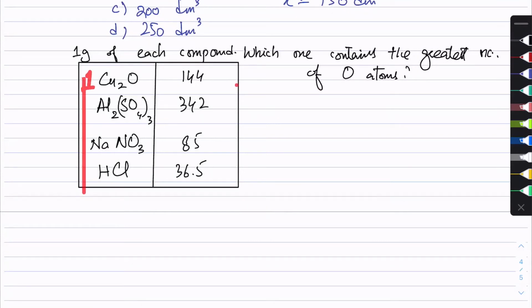Try to understand this point. If I have 1 of this thing, it will have 1 of oxygen. If I have 1 of this thing, I have 12 of oxygen. If I have 1 of this thing, I have 3 of oxygen. If I have 1 of this thing, I have 0 of oxygen. Based on that idea, all I need to figure out is how many moles of each thing I have, and multiply it with this number at the bottom. That's all I need to figure out.